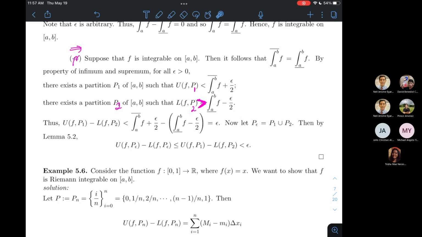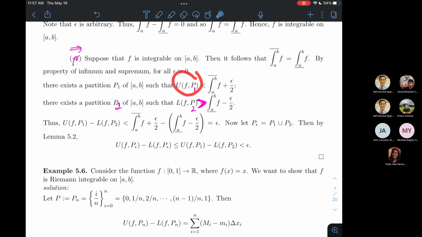Makikita nyo, gamit na gamit natin yung mga properties ng mga infimum, supremum, ano? Okay, so we have now resolved that. So tingnan natin yung U minus L. Okay, U minus L. So it's going to be this guy minus this guy. Okay. So tingnan natin kung ano yung mangyayari.